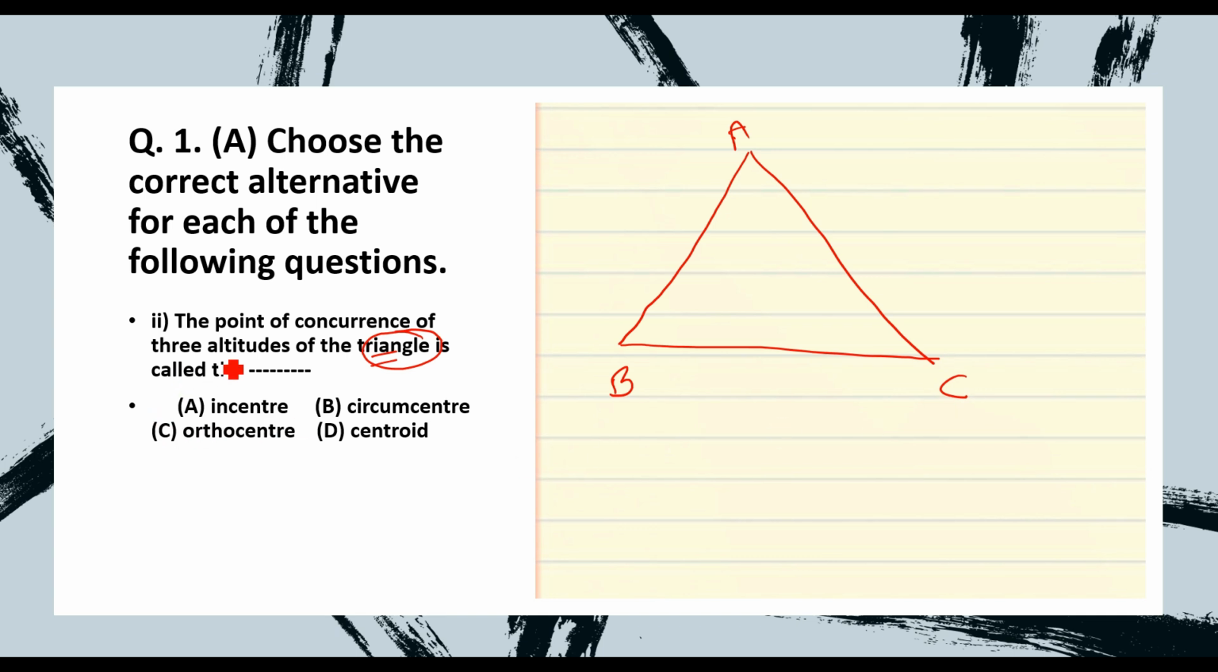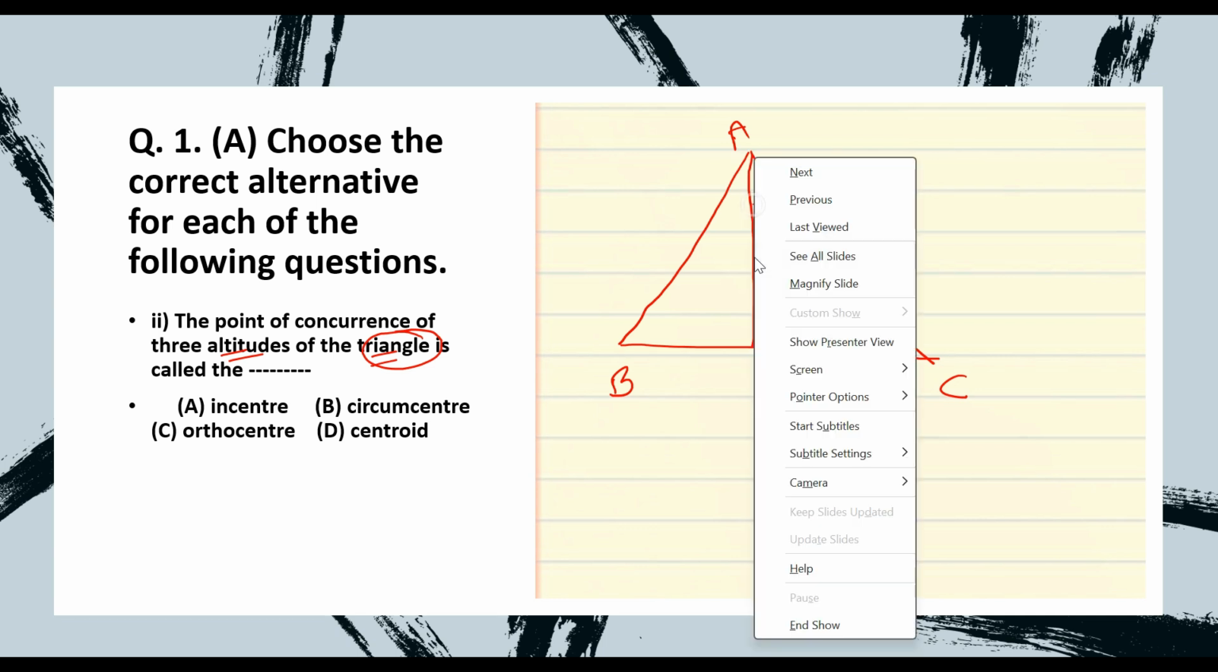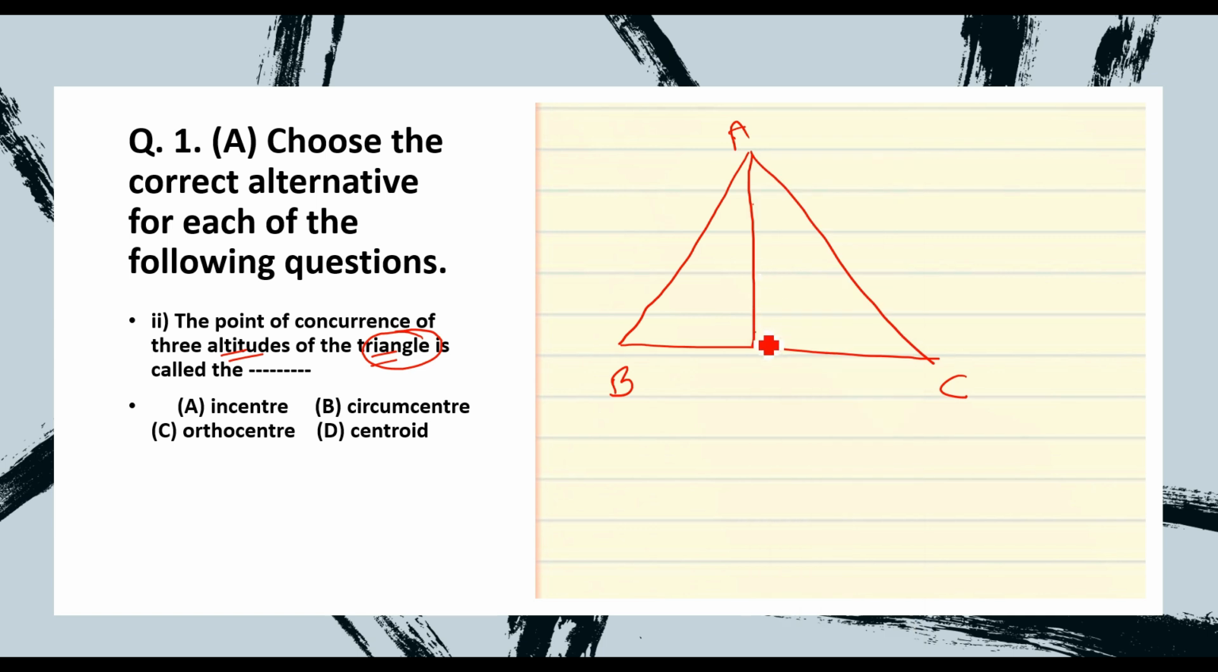Now what is asked? You have to draw the altitude. So what is an altitude? A line segment joining the vertex to the base of the triangle and making an angle of 90 degrees at the base, then this is called an altitude. So now AM is my first altitude.